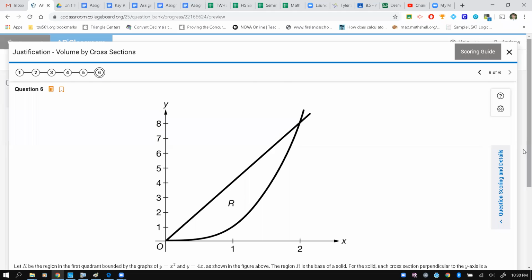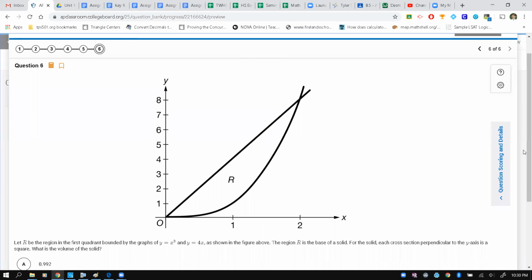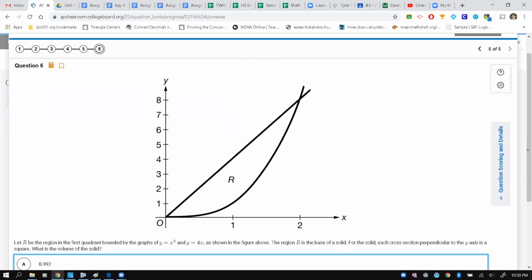Okay, so for this one, we're given a graph. Let R be the region, draw it here. Given by y equals x cubed, that'd be this one. Y equals 4x, that's a linear equation. That'd be the one on the left or the one on the top. The region R is the base of a solid.